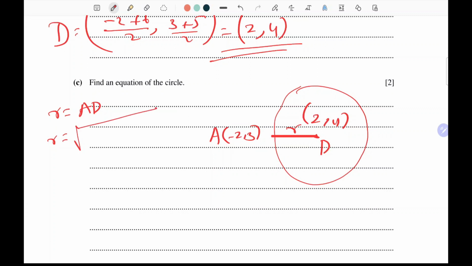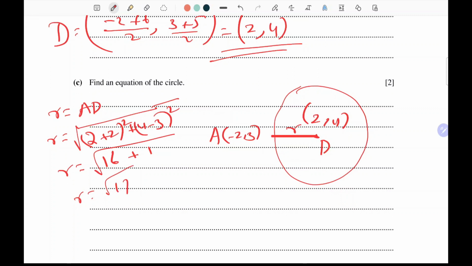So how can we find it? We need to apply the distance formula. So 2 minus of minus, so plus 2. 2 plus 2 whole square, 4 minus 3 whole square. Then R is, guys, 2 plus 2, that's 4, then it's 16. And 4 minus 3, that's 1. So R is root 17.